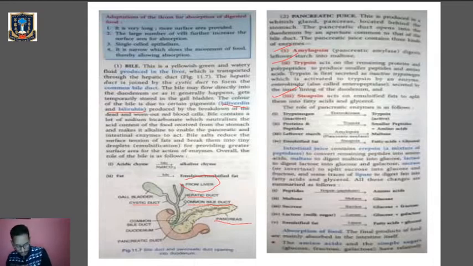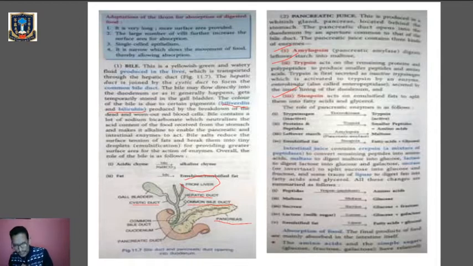Now we'll go into the next one, which is called the absorption of food. After the digestion of food, the final products of food are mainly absorbed in the intestine itself. So when the food products have been digested, now they have to be absorbed, and the absorption of the food mainly occurs in the intestine.